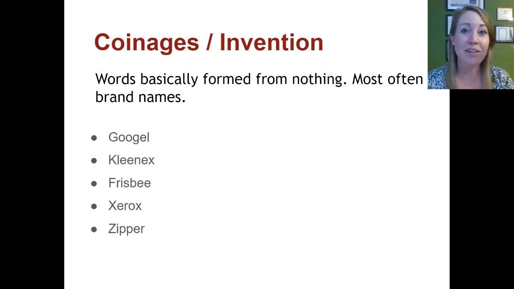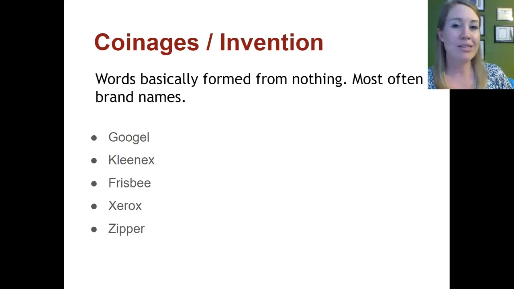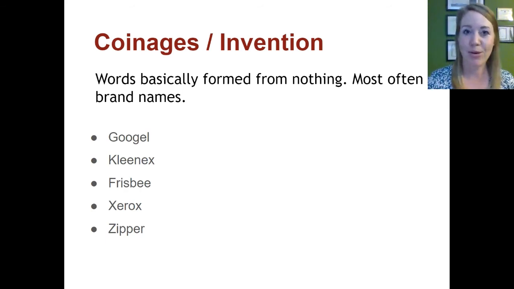But here's some examples of invented words in English: Google, Kleenex, Frisbee, and they typically are brand names. Now, you're probably realizing that Google is spelt wrong, or is it? Let's talk about that real quick.